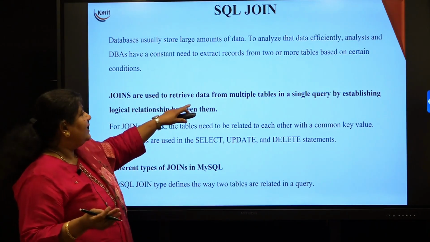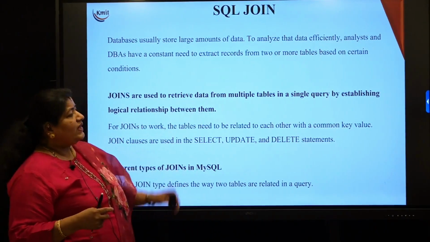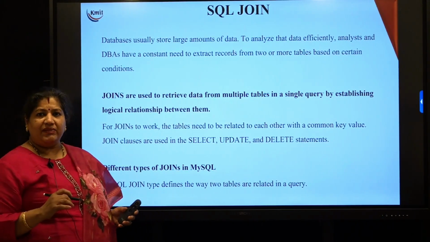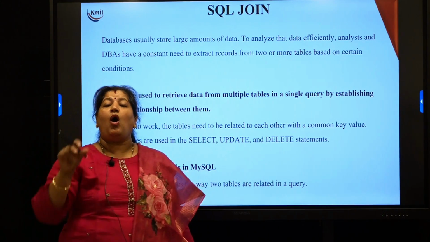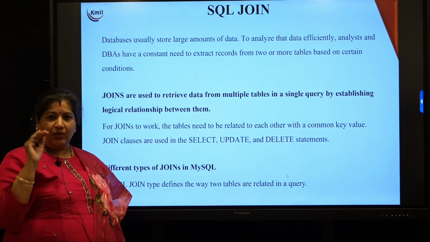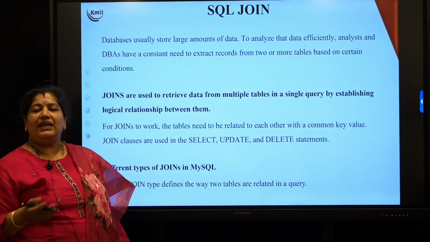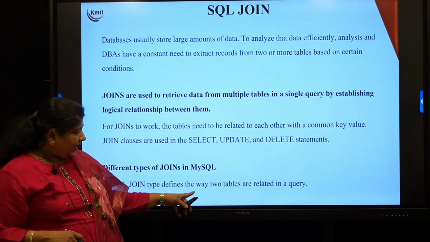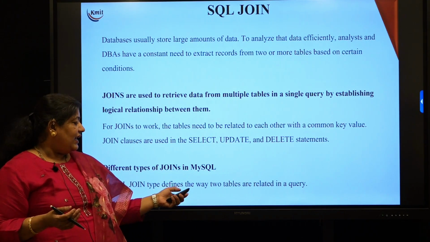Joins serve this by retrieving the data from multiple tables using a single query, by establishing a logical relationship between the tables. In order to do that, they should be related to each other with a common key value. There should be similar values between the two tables. It can be used along with your select, update and delete statements. There are different types of joins in SQL. The types just say how the two tables are related in a query.